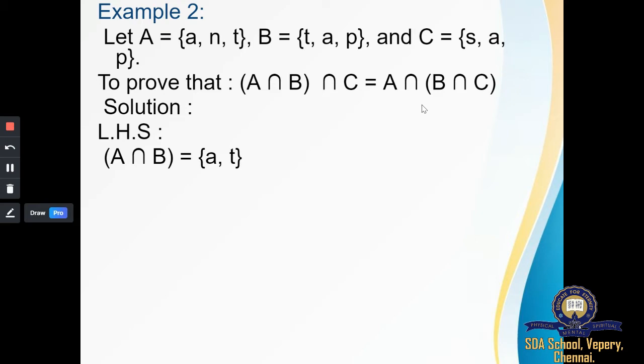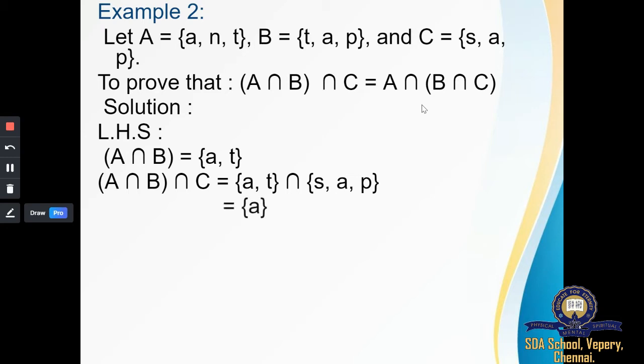What do we mean by intersection? Intersection means the elements which are common between them, right? So if you see carefully, the elements common between them are A and T, right? So I have written down A and T. Now I have to do the intersection of this with C, right? So what will I get? Again, the common element. If you see carefully, what is common between them? Only element A, right? I have written it down.